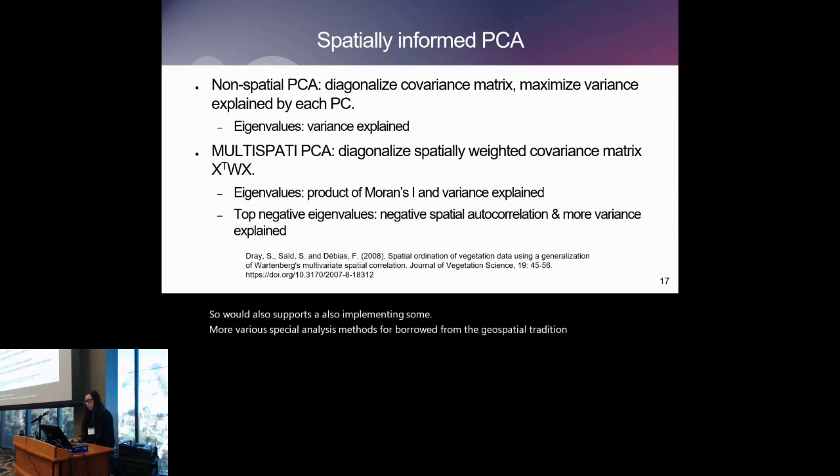One example here is the multispati PCA, which is a form of spatially informed PCA. In non-spatial PCA, we'll try to maximize the variance explained by each PC. But in multispati PCA, we will maximize the product of Moran's I and variance explained.